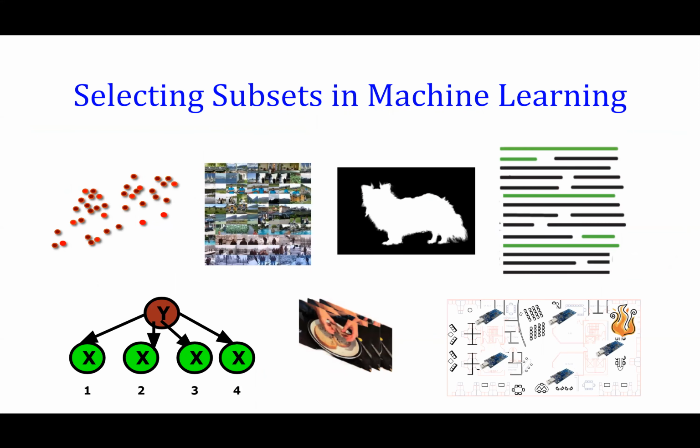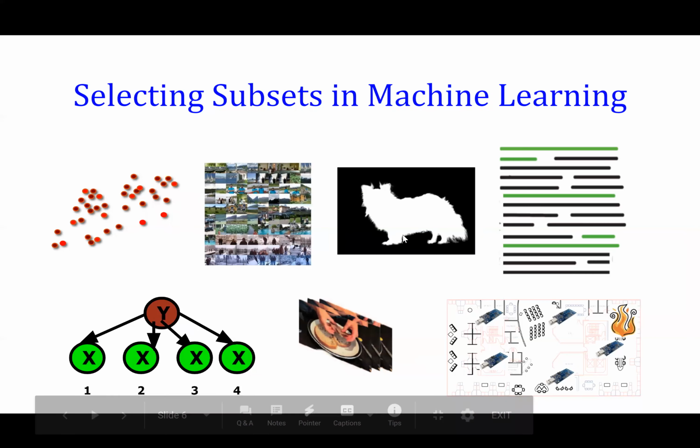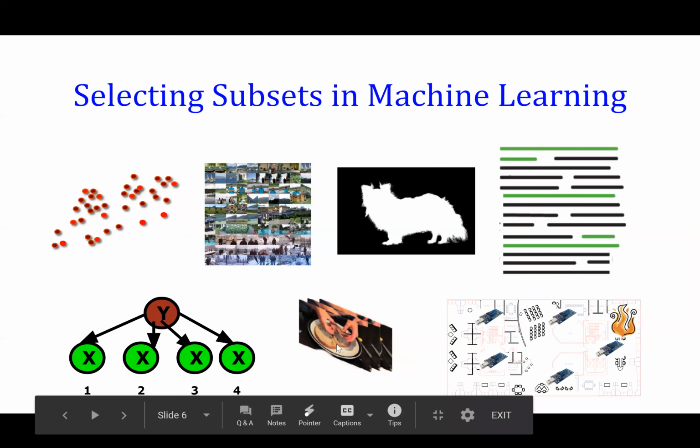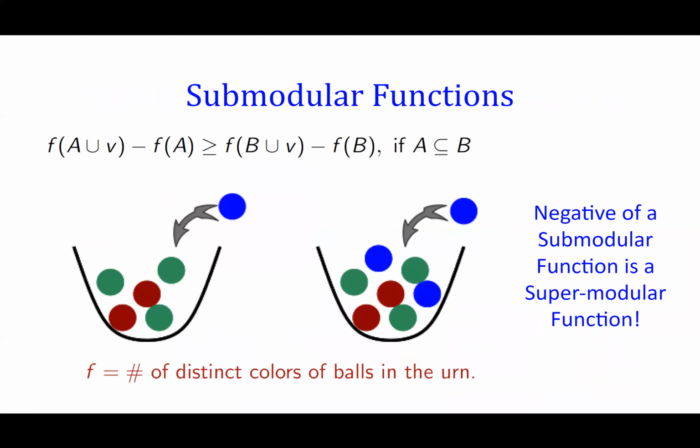Before getting into that, I'd like to point out that a number of applications in machine learning involve subset selection. They range from selecting a subset of data points for either labeling or for fast training, selecting a subset of images or sentences in a document for summarization, selecting a subset of pixels in images, selecting a subset of features, frames in a video, etc. So there are a number of applications in machine learning that involve selecting subsets of items.